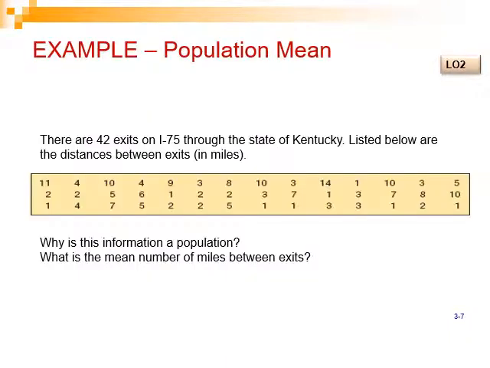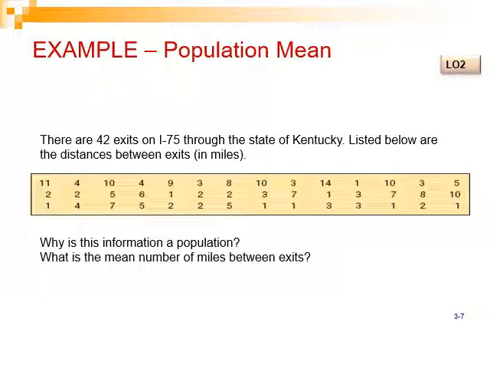Let's take an example for the population mean. There are 42 exits on Interstate 71 and 75 through the state of the United States. Listed below are the distances between the exits in miles. So what is this information? First, the question asks why this information is a population.